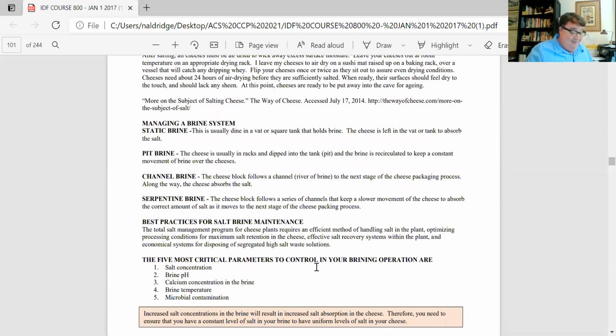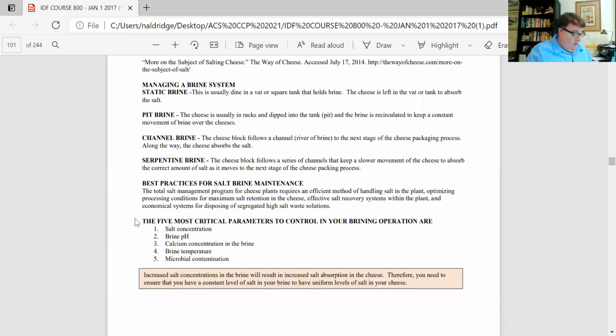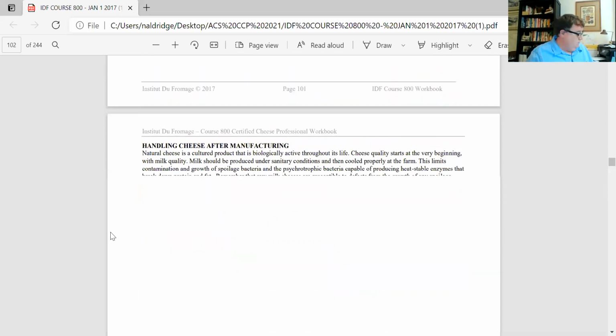And the biggest thing for the test that I think to focus on is at the bottom of page 101, the 5 most critical parameters to control in your brining operation. So do understand brining, but like the bottom there, that's your most important stuff to study, as well as the box at the bottom. Okay. So much info. Now we're moving on to page 102.